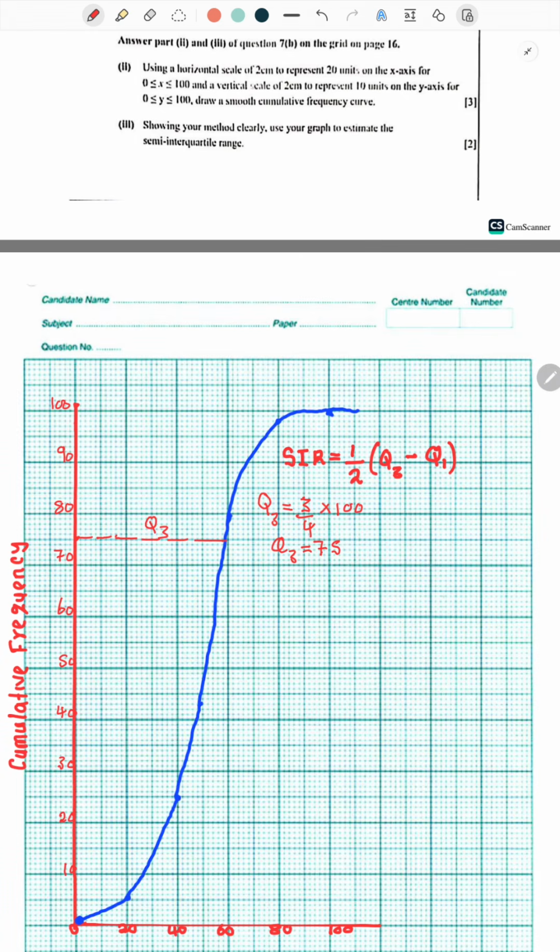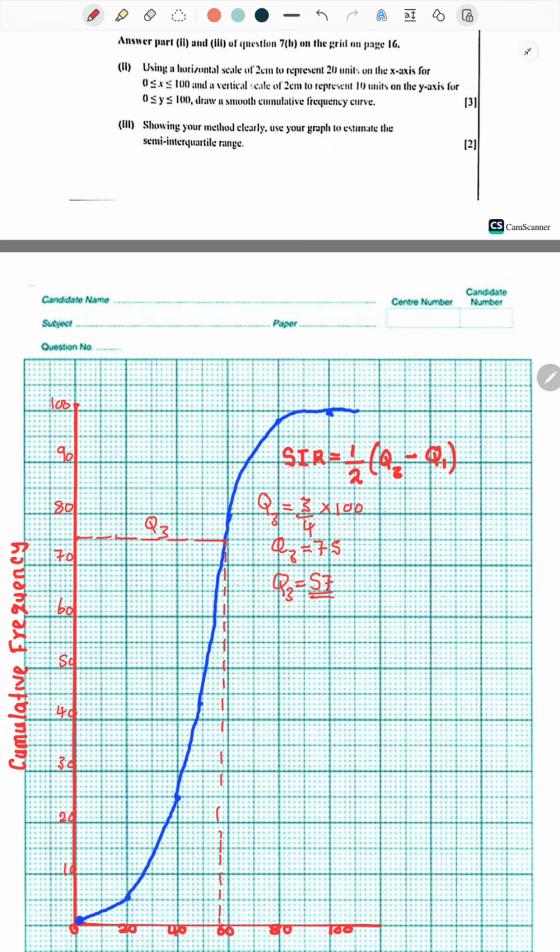This is your third quartile. Then you push this line beneath, like that. It will fall somewhere at 57. So your third quartile is going to equal 57.